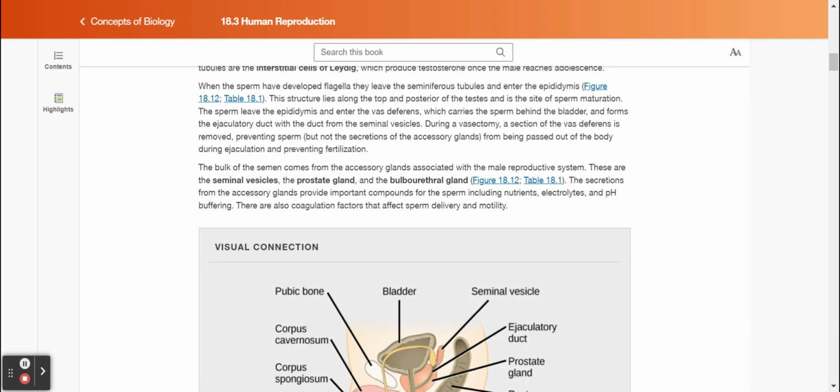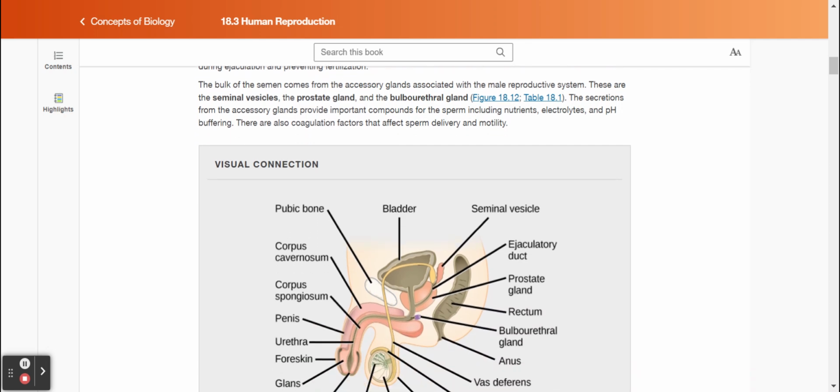When the sperm have developed flagella, they leave the seminiferous tubules and enter the epididymis. This structure lies along the top and posterior of the testes and is the site of sperm maturation. The sperm leave the epididymis and enter the vas deferens, which carries the sperm behind the bladder and forms the ejaculatory duct with the duct from the seminal vesicles. During a vasectomy, a section of the vas deferens is removed, preventing sperm, but not the secretions of the accessory glands, from being passed out of the body during ejaculation and preventing fertilization.